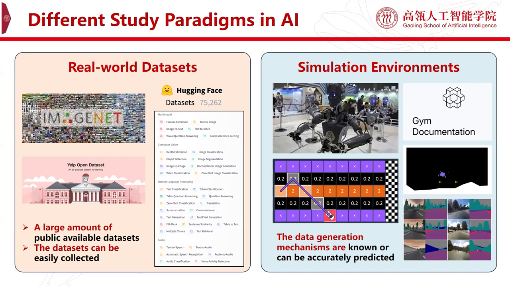And the second important study paradigm is based on simulation environments. For example, in the field of reinforcement learning and other domains, we can first build a model based on a simulator, and then move the trained model to the real-world environment. The requirement of this paradigm is that the data generation process should be objective and easily modeled, so that the simulator can be very similar to the real-world environment.